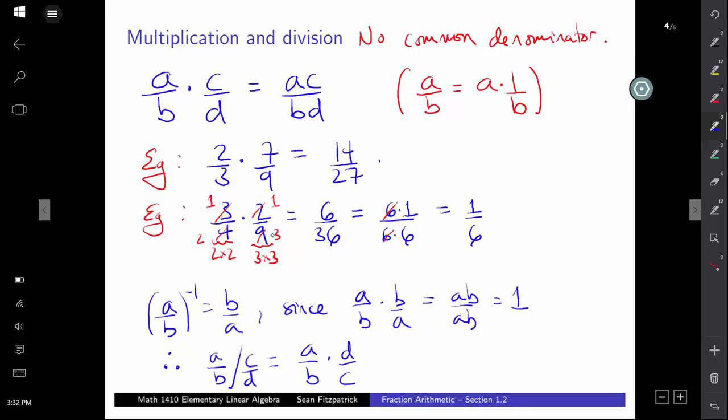So we turn division into multiplication, and then it proceeds as above. We do a times d, and we divide by b times c.